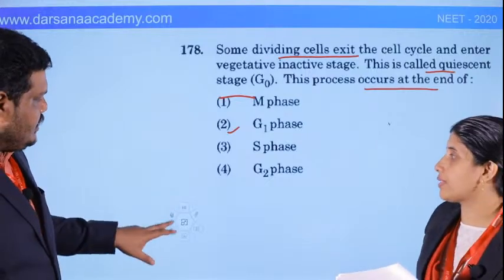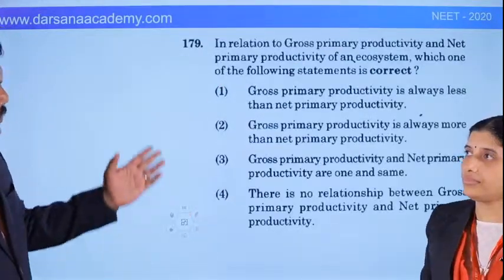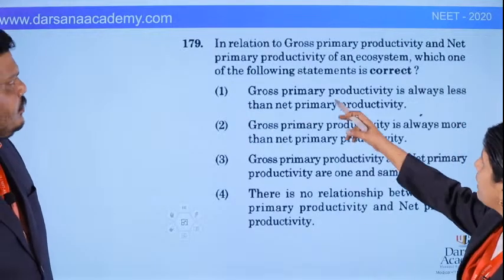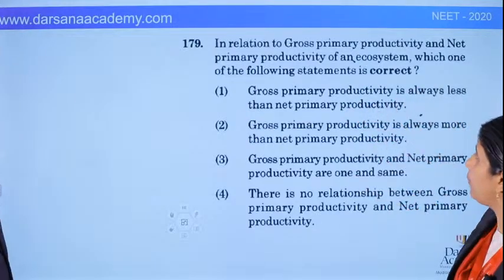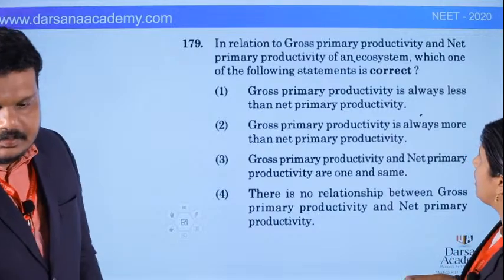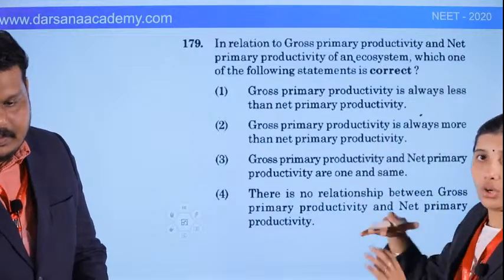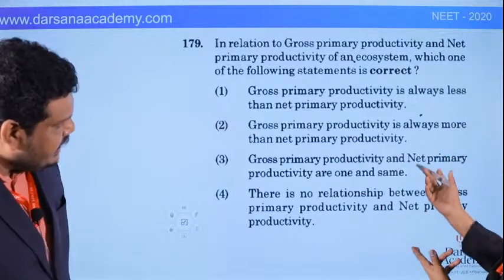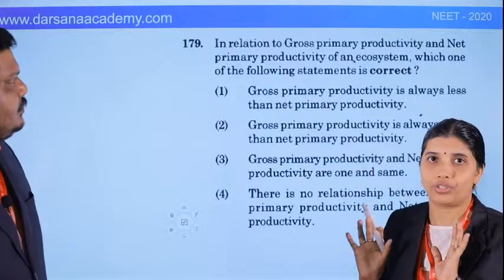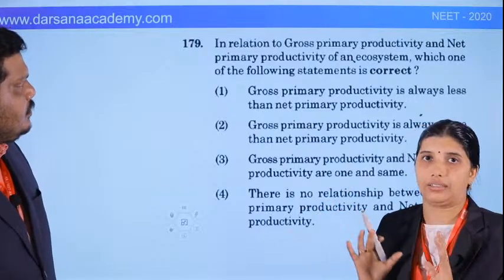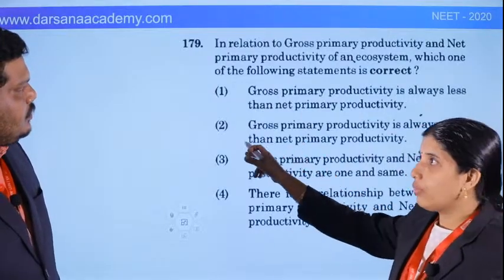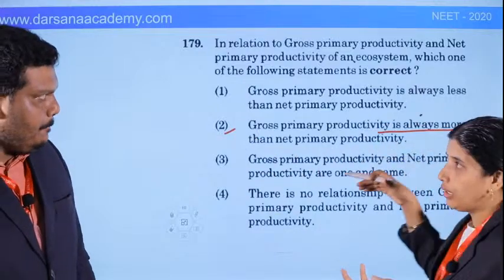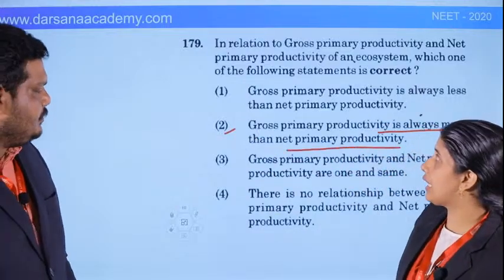And what about the next question, the 179th question? It's botany, I think. In relation to gross primary productivity and net primary productivity for an ecosystem, which one of the following statements is correct? We know that gross primary productivity is always more than net primary productivity, since net primary productivity is GPP minus R. Option number 2 is the answer: gross primary productivity is always more than net primary productivity.